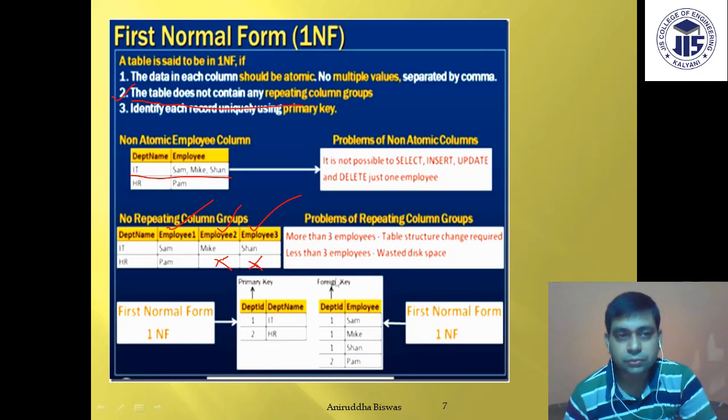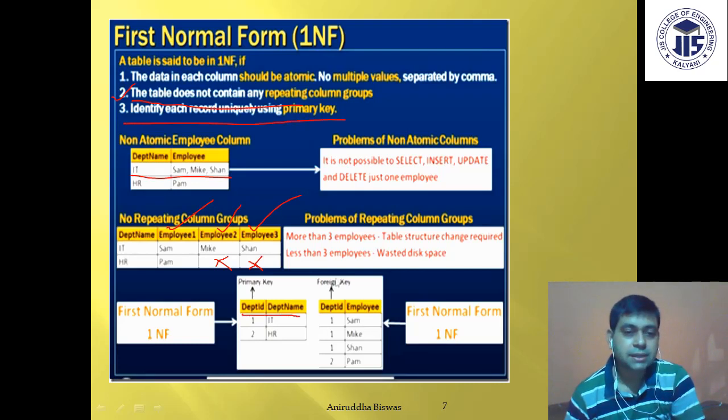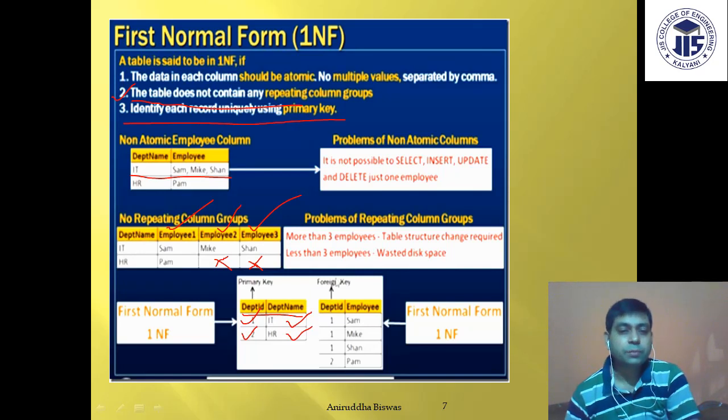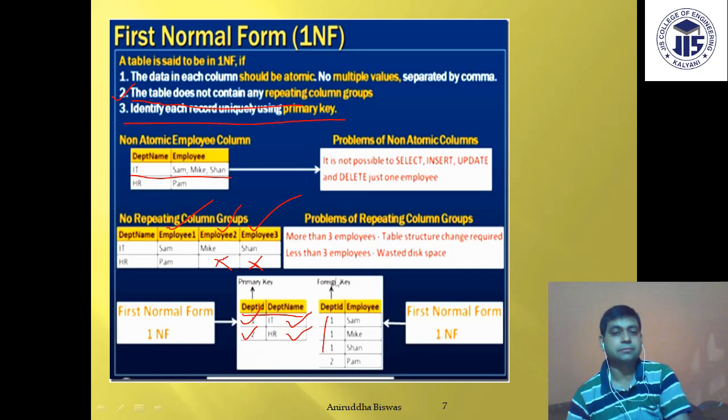Now the third one is to identify each record uniquely using a primary key. If department ID is the primary key, then it can uniquely identify every department. Department ID 1 determines the department name IT, and department ID 2 determines the HR department. Then there could be a foreign key where we have the department ID, along with that the employee as well. In department 1, there are a few employees in the same department, that is Sam, Mike and Sean. Okay, so this is how the first normal form looks.